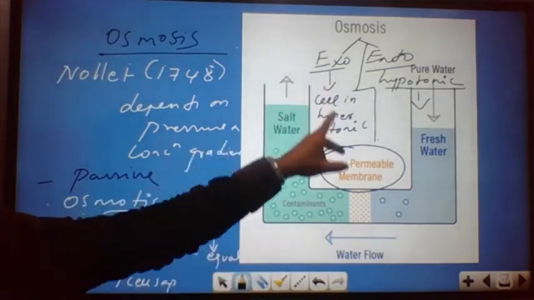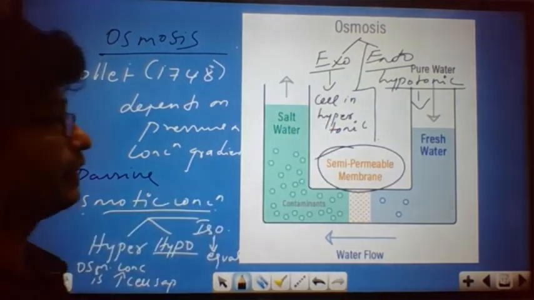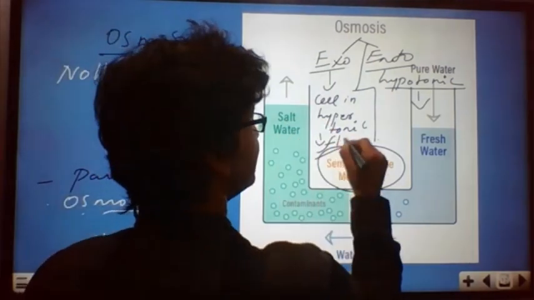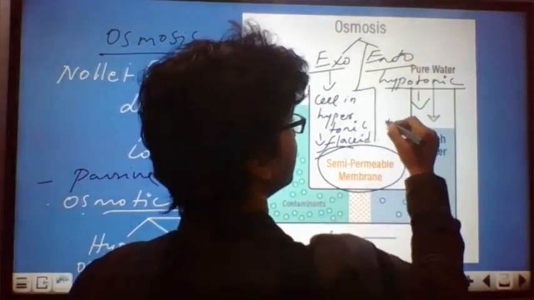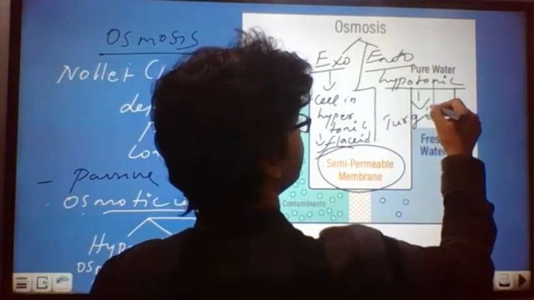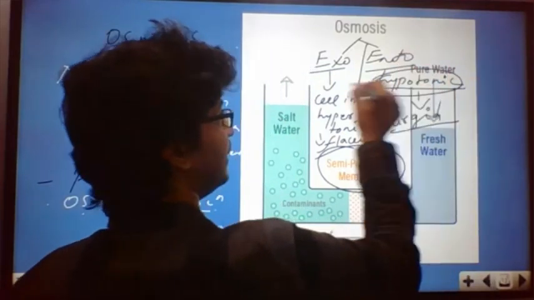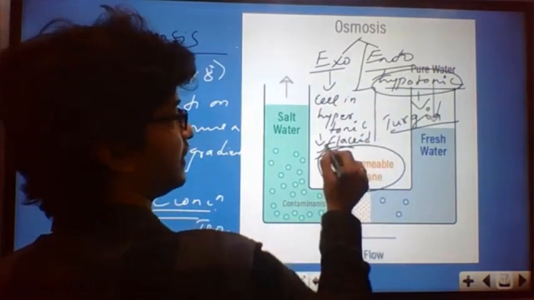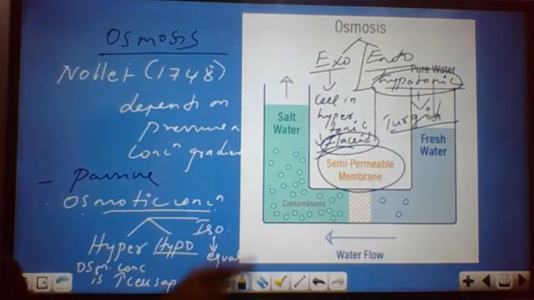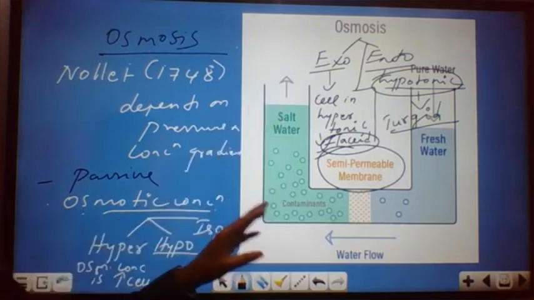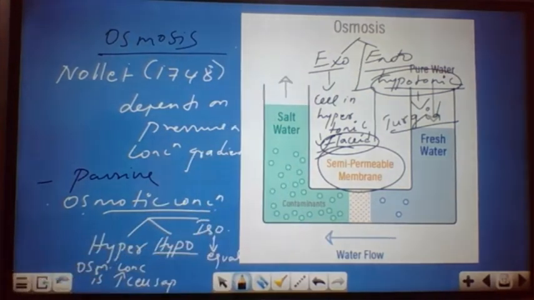In exoosmosis, if the cell is placed in a hypertonic solution, the cell will become flaccid. If you keep the cell in a hypotonic solution, the cell will become turgid. So this is the fate of the cell in each case. This is how you can differentiate exoosmosis and endoosmosis.